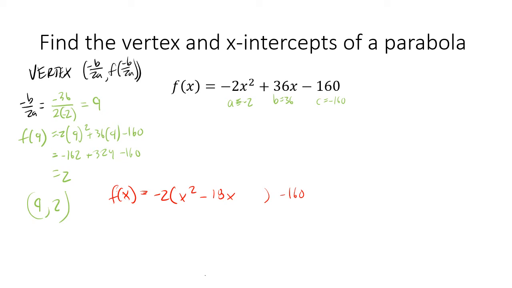What do I add? -18 divided by 2 is -9, squared is plus 81. So I need to say -2 times 81 is -162, so I have to add 162. Then I'm going to end up with this: -2 times (x minus 9) quantity squared plus 2, right? Look, there's your vertex form. And again, look, (9, 2), (h, k), that's your vertex. So 2 different ways to find the vertex.